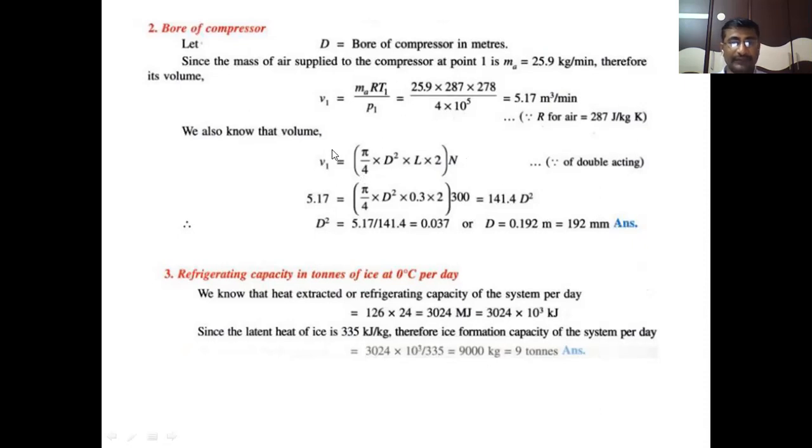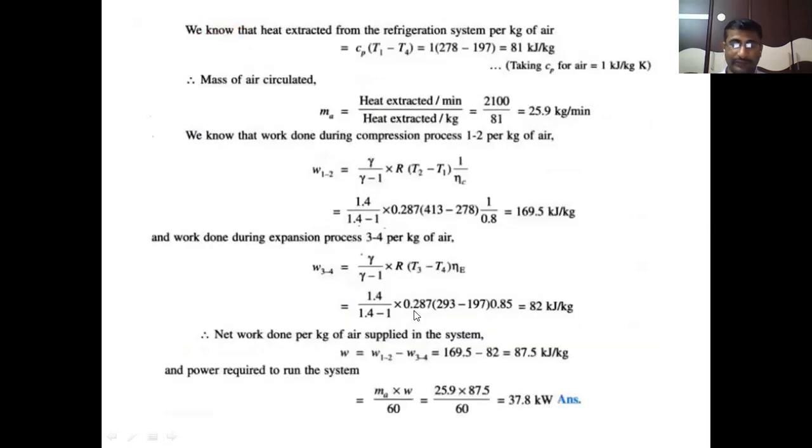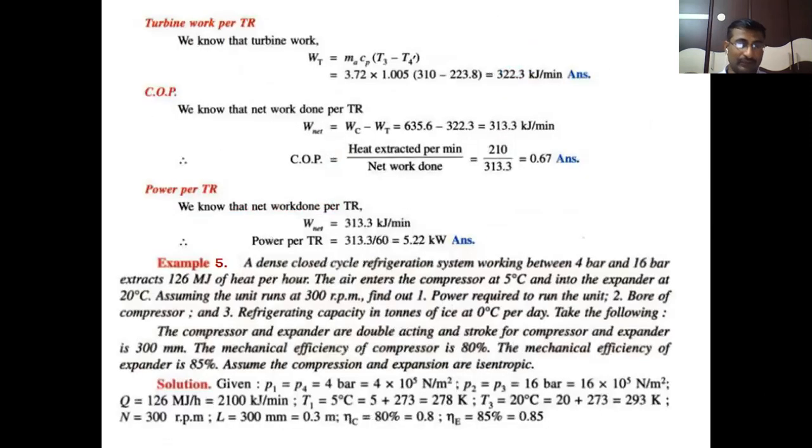The swept volume is equal to the volume flow rate. Then we will get the bore of the compressor. Now the final one: the refrigeration capacity in terms of ice at 0 degrees centigrade per day. We know that the heat extracted, or refrigeration capacity of the system per day, is 126 into 24, because in the data, total heat extraction per hour is given. For every 1 hour, 126 megajoules of heat can be extracted by this system. For 1 day, it is 126 into 24.